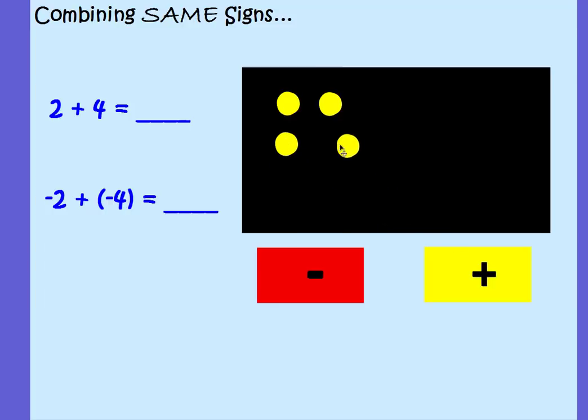So there's 1, 2, 3, and 4. Since they are all positive, we just count them up. 1, 2, 3, 4, 5, 6. So 2 plus 4 equals 6.